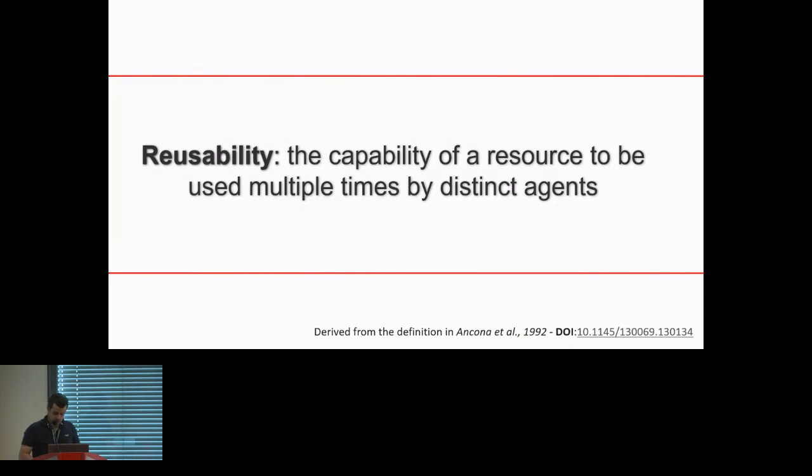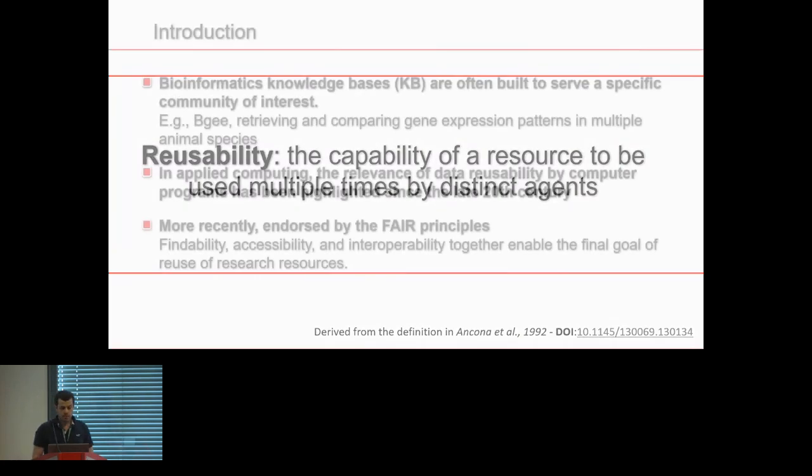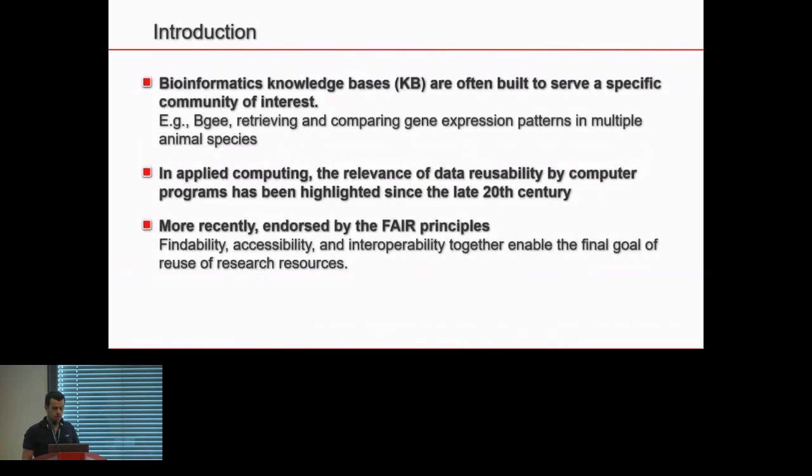in 92. Going more specifically to bioinformatics knowledge bases, they are often built to serve a specific community of interest, for example, to define tools or methods and also provide data, of course. An example of a knowledge base is the BGee knowledge base that contains multi-species gene expression information aggregated from different types of data.